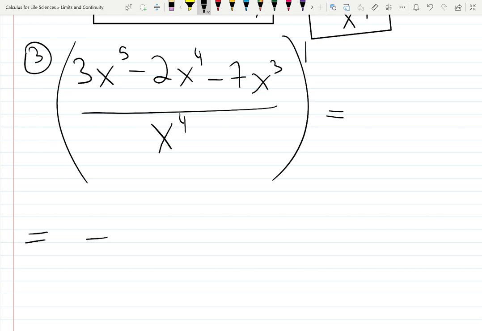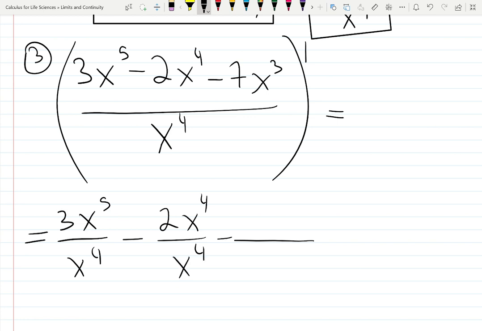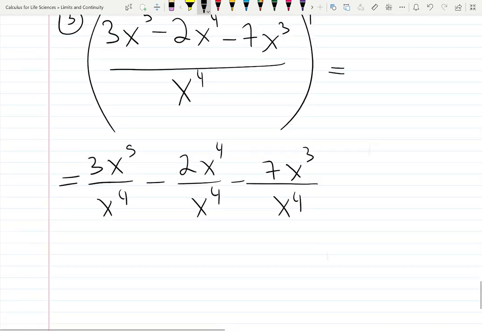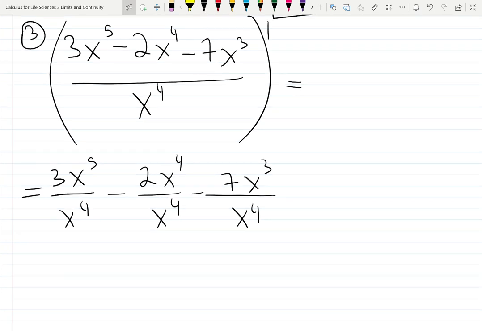So actually, you can rewrite it as several fractions. The first fraction is 3x to the 5 over x to the 4. The second will be minus 2x to the 4 over x to the 4. And the last one is minus 7x to the 3 over x to the 4. So you break it into the small fractions. Usually we do the other way around. We create common denominator. And this one we're breaking into smaller fractions to make differentiation easier.